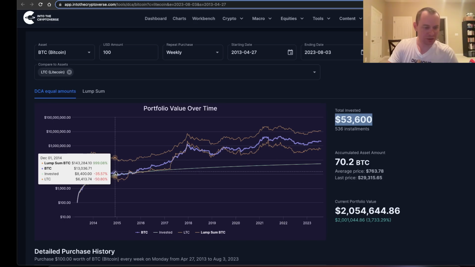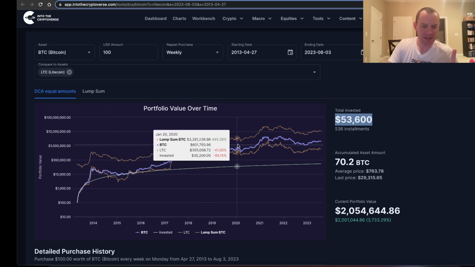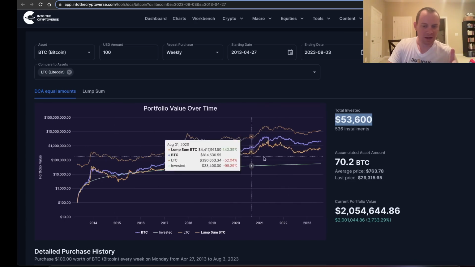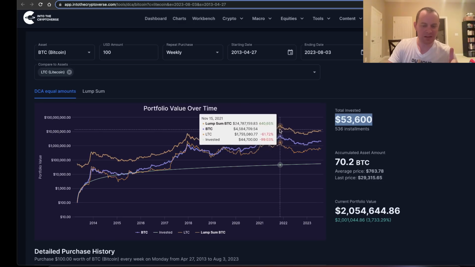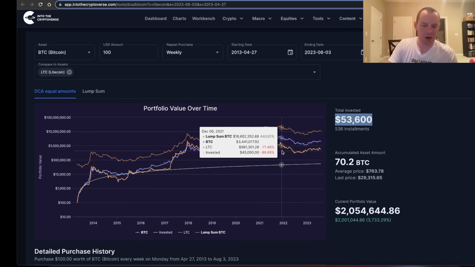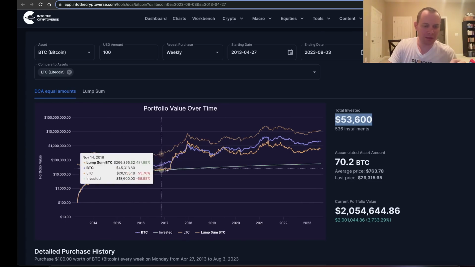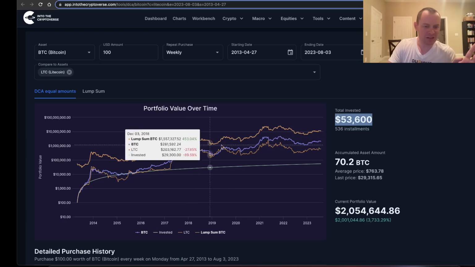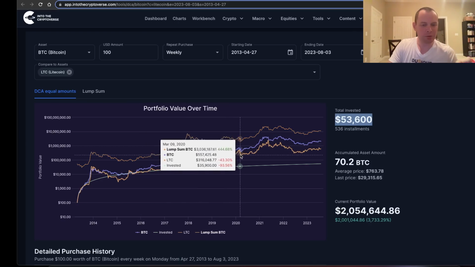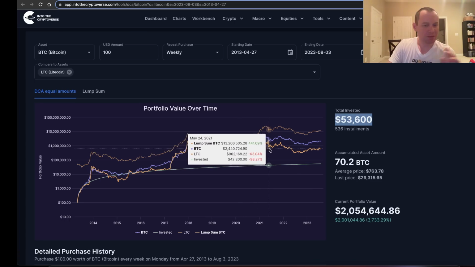Okay, so let's get our bearings here. Bitcoin is the purple line, okay? The upper orange line up here is the lump sum Bitcoin. The lower orange line is the Litecoin DCA strategy. So you can see that for a while, Litecoin was keeping up in the first and second cycle, but what happened by cycle 3? Bitcoin widened the gap, okay?